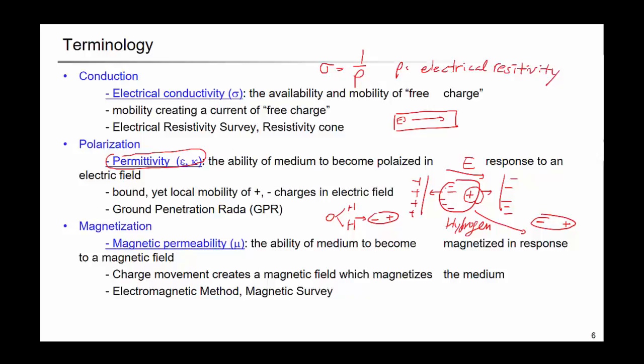And magnetization is expressed by a parameter called the magnetic permeability, which is defined as the ability of the medium to become magnetized in response to a magnetic field. So if you have maybe iron, and there's a magnetic field, the iron becomes a magnet, right? And that ability is called the magnetic permeability.